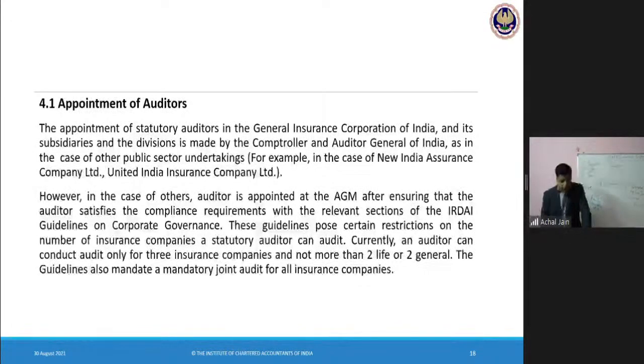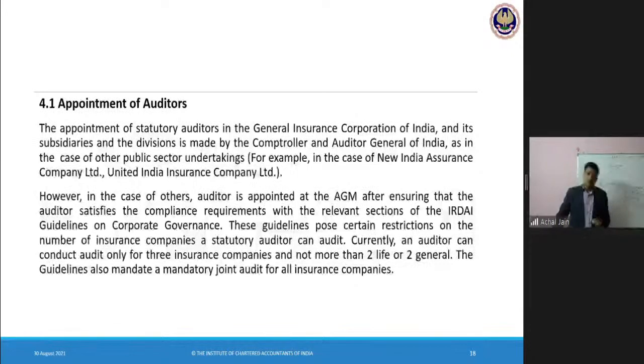Now, one point which is again important to understand: an auditor can conduct audit only for 3 insurance companies, and out of these 3, it cannot be more than 2 for life and 2 for general. I'm repeating this point. An auditor can conduct audit for only 3 insurance companies.